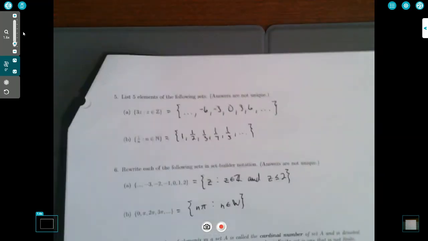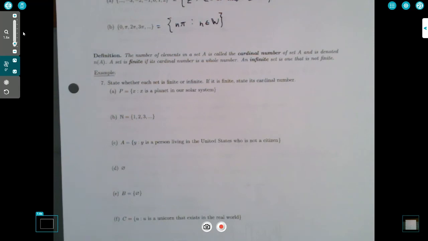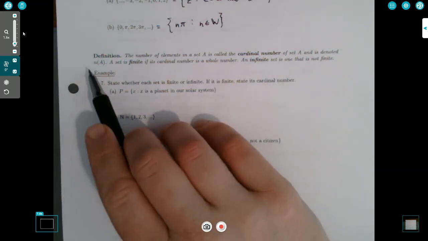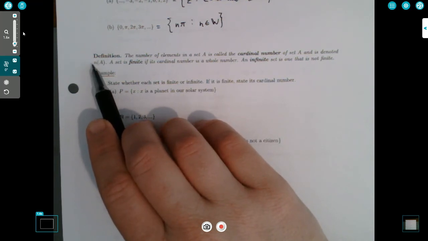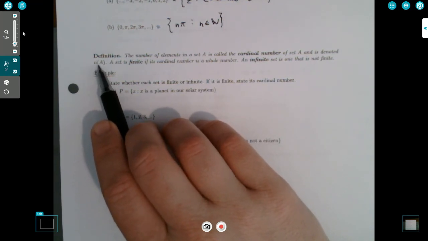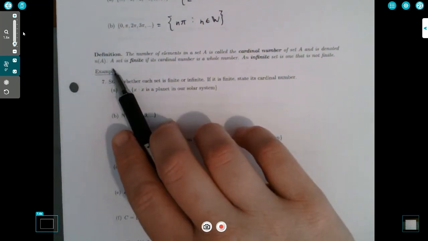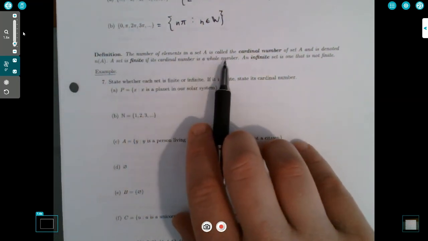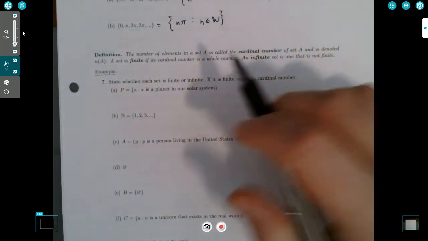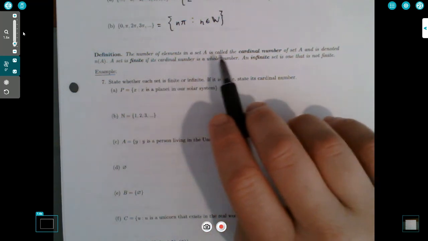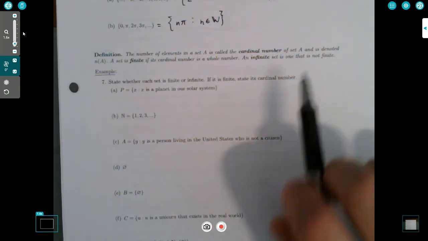One last topic in this section, and that has to do with the cardinal number of a set. The cardinal number of a set is just the number of elements in the set. We denote the cardinal number of a set with this symbol here, n of A. N stands for number. So n of A is the number of elements in the set A. A set is finite if its cardinal number is a whole number, so 0, 1, 2, 3, 4, 5. An infinite set is one that is not finite.